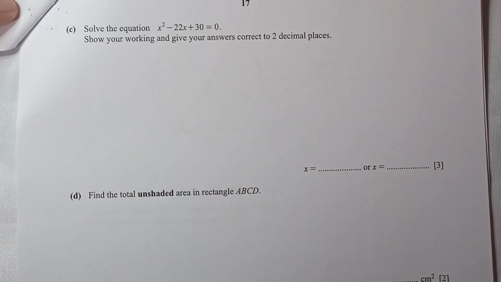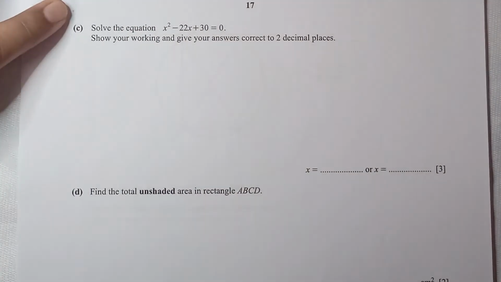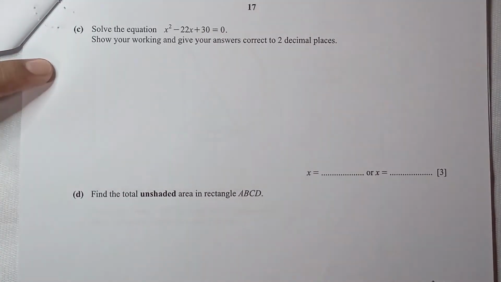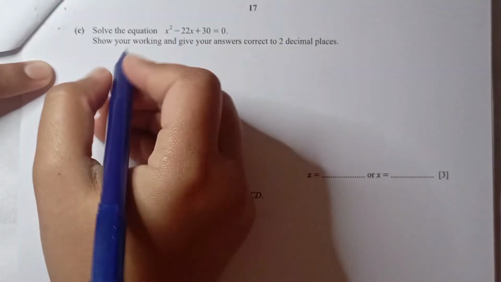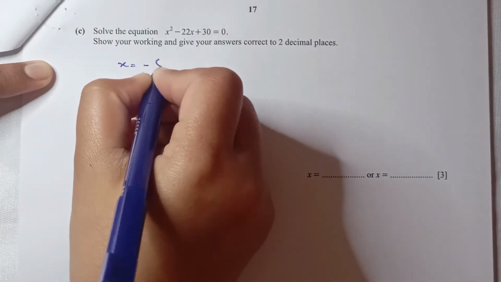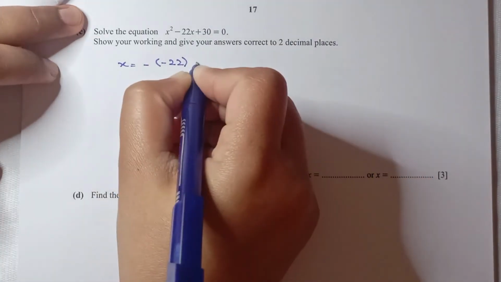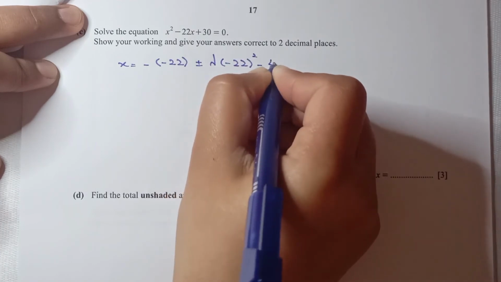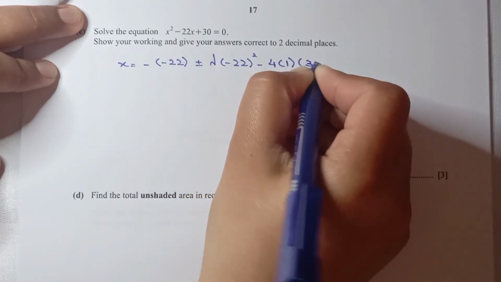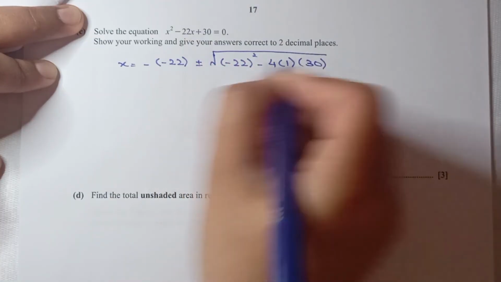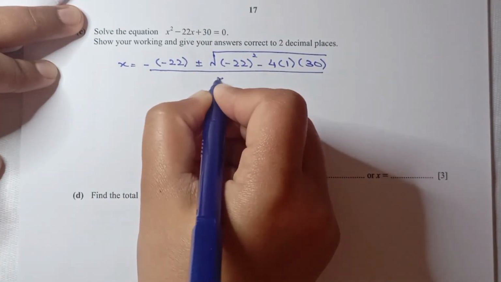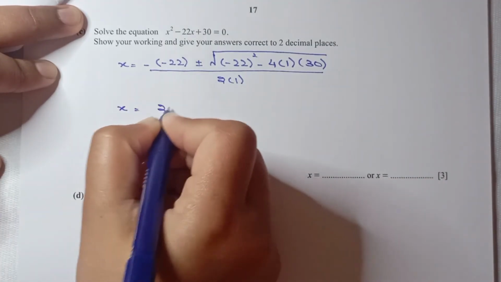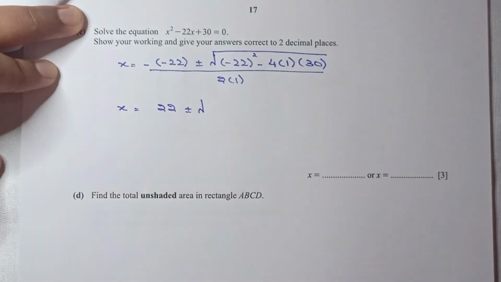Now for part C, solve the equation, show your working and give your answer correct to 2 decimal places. So it's a quadratic equation. We can solve it by using the quadratic formula. So x would be equal to minus b, that is negative 22, plus minus square root of b square minus 4 into a into c, whole divided by 2a, 2 times 1. Okay, so here x would be equal to 22 plus minus square root.